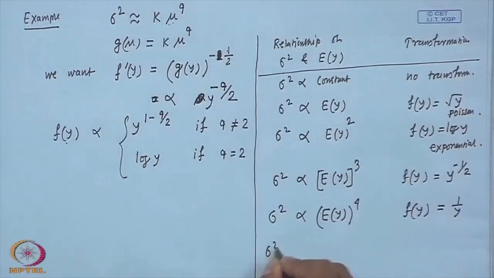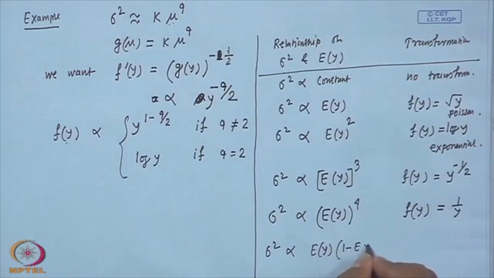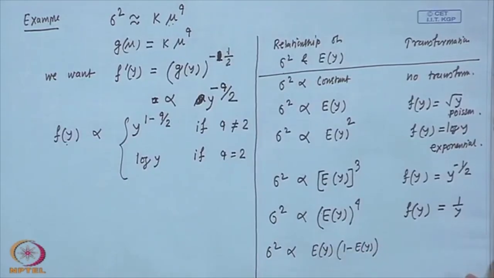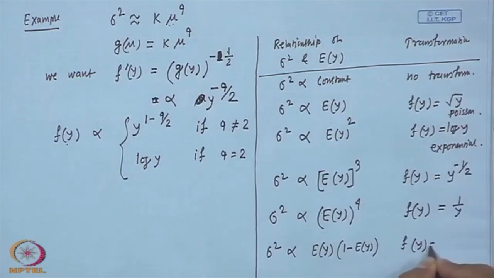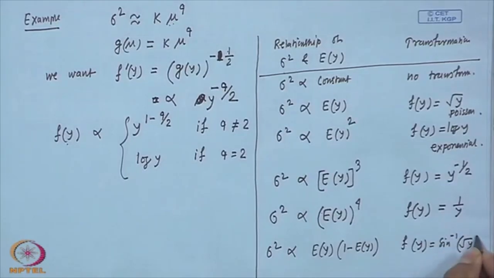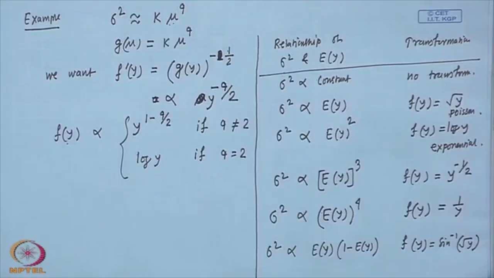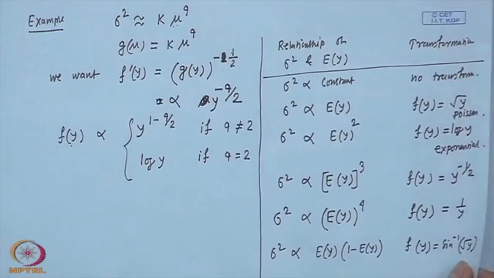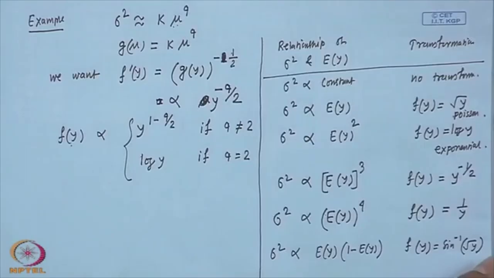But suppose sigma square is proportional to expectation of y into 1 minus expectation of y, this is the case when y is a proportion between 0 and 1. So, in this case f y is equal to sin inverse root y. Okay, so this is all about variance stabilizing transformation.